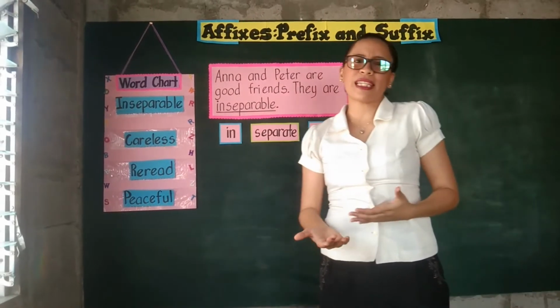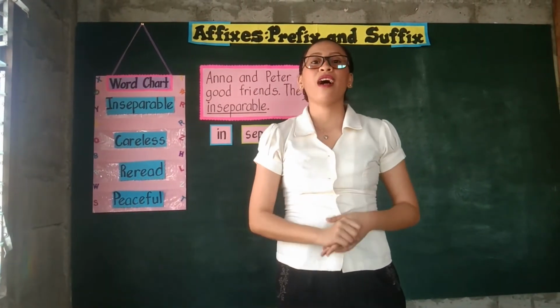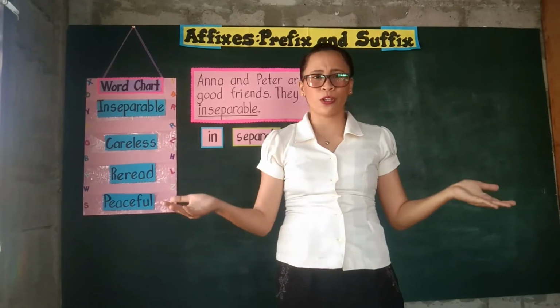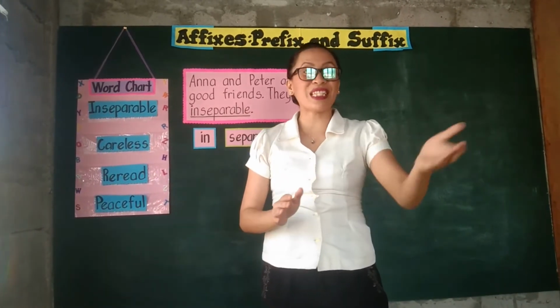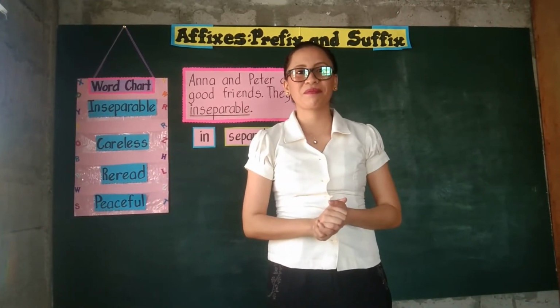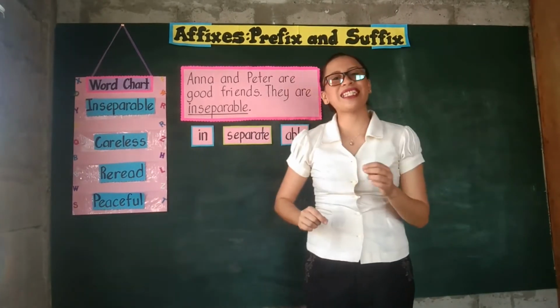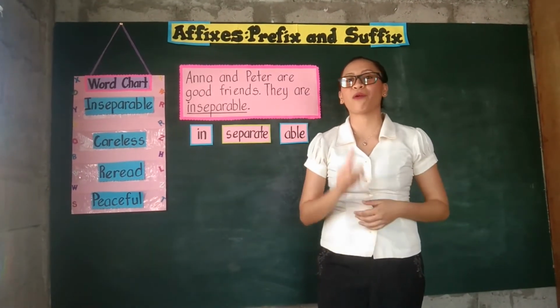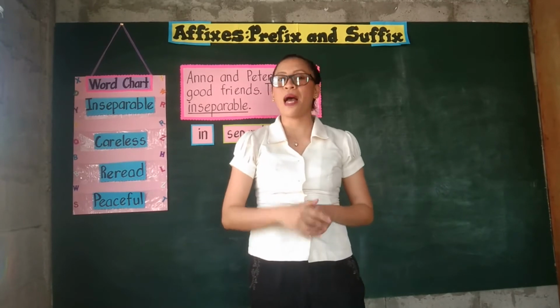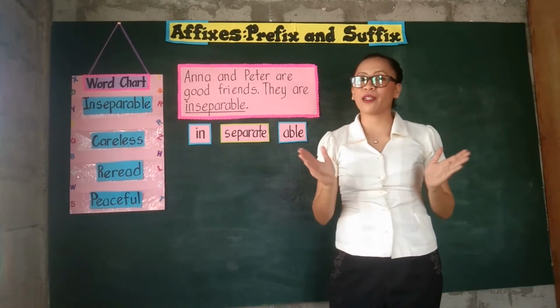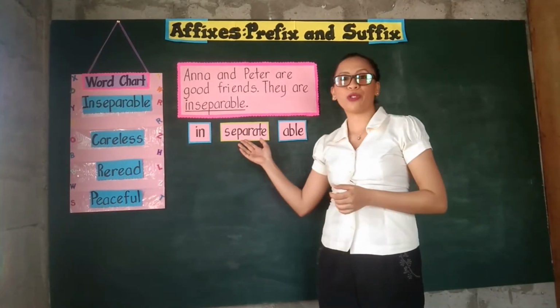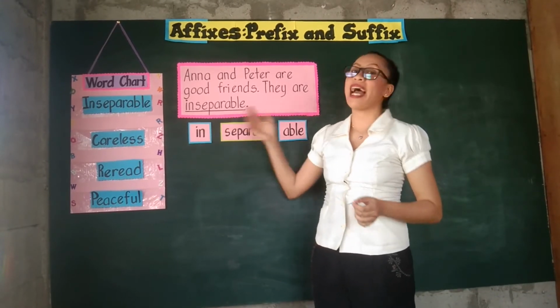So how can we successfully determine the meaning of an unknown word using structural analysis? Yes, Mary Grace. Great. We can successfully determine the meaning of a word through structural analysis by first identifying the word parts. So we have the root word, the prefix, and the suffix.